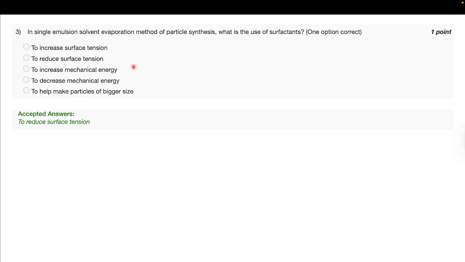So the correct answer to this question, what is the use of surfactants in the single emulsion method, is to reduce the surface tension. Is this clear? If there are any doubts with this question or with the explanation, please let me know and we can go over this again. If not, I'll move on to the next question. Okay, looks like no doubts. Let's go to the next question then.